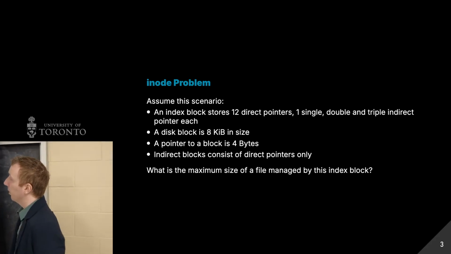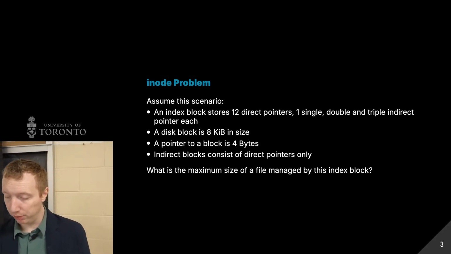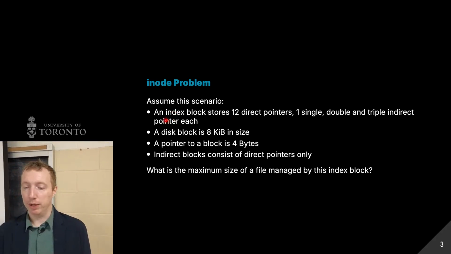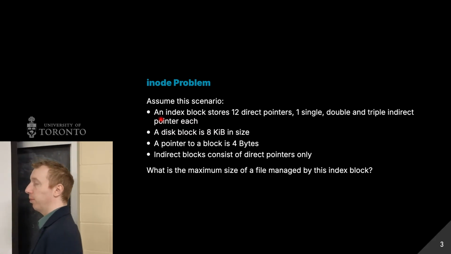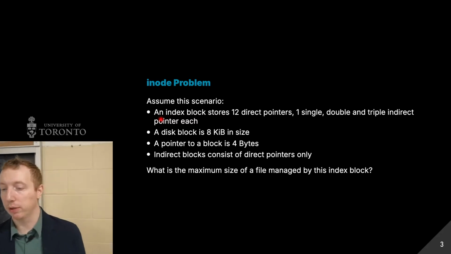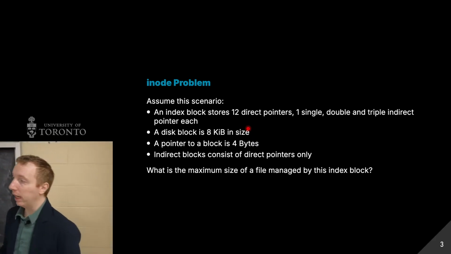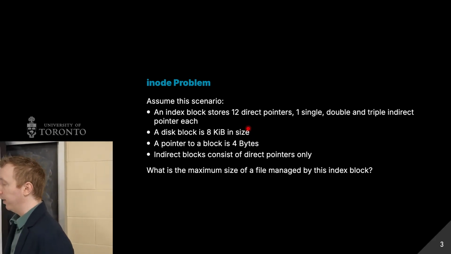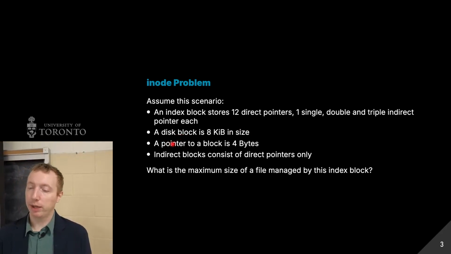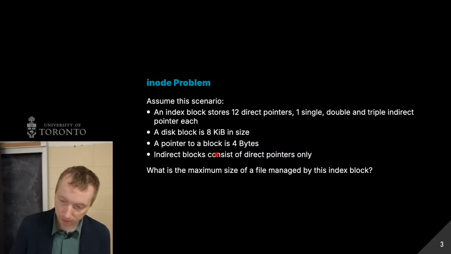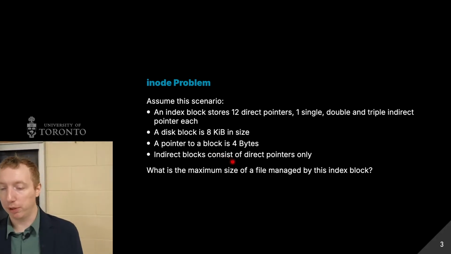So we can make it an inode problem, looking similar to the virtual memory problems. We could just say an inode itself stores 12 direct pointers, one single indirect pointer, one double, and one triple. We could say a disk block is 8 kilobytes in size, just to make it more fun and do something different than 4 kilobytes. Then a pointer to a block is 4 bytes. And then assume the indirect blocks or index blocks consist of direct pointers only.